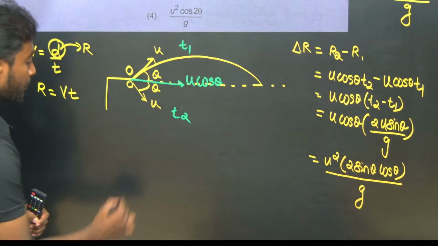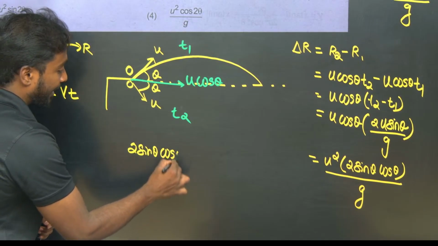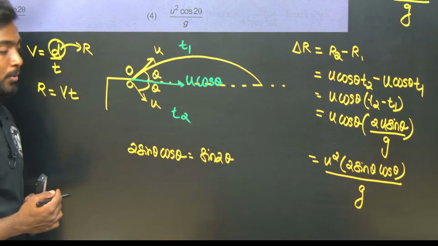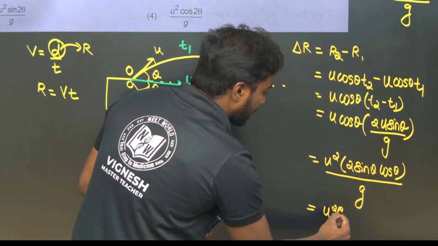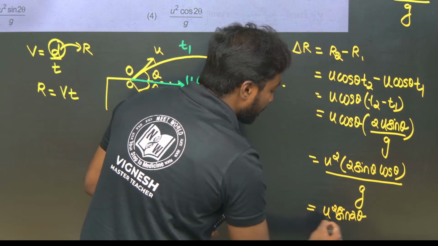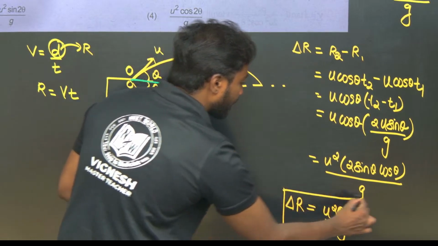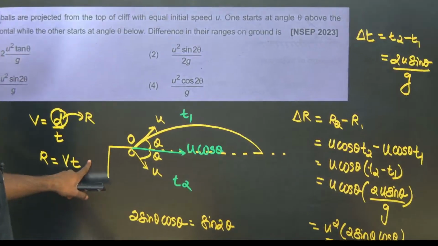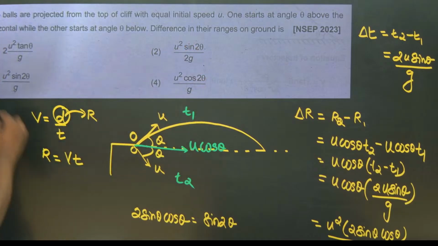So we know that 2 sin theta cos theta can be written as sin 2 theta. So which is equal to u square sin 2 theta by g. This is the difference between their range. So which is the option given? 2u square sin 2 theta by g. So option 3 is the answer.